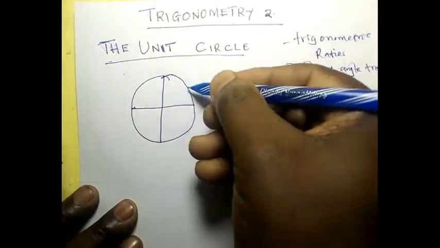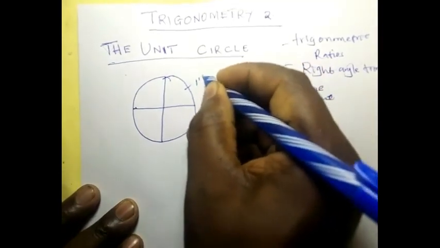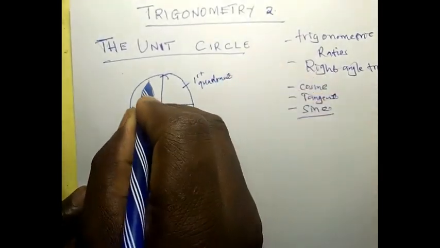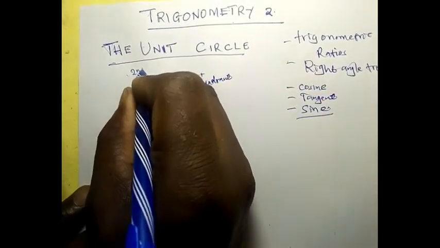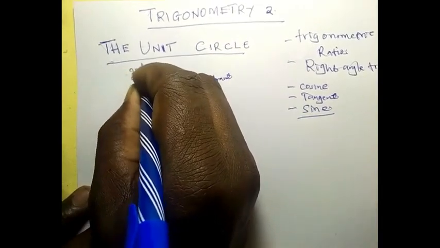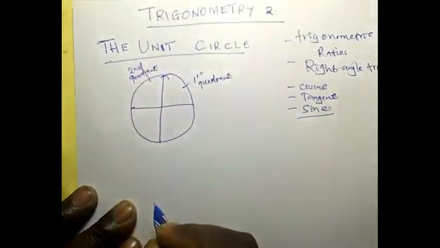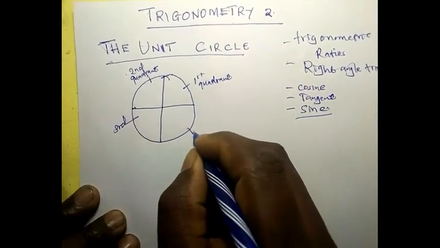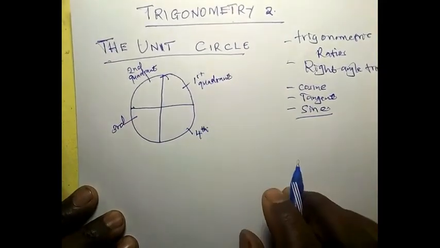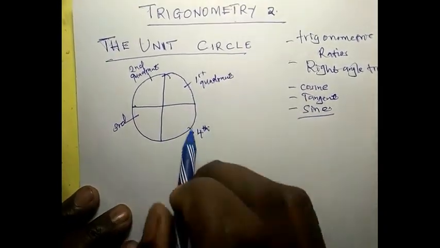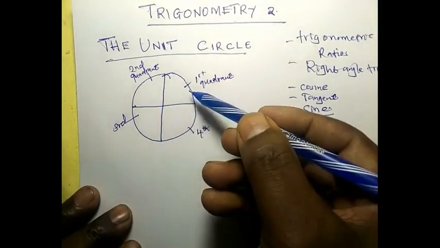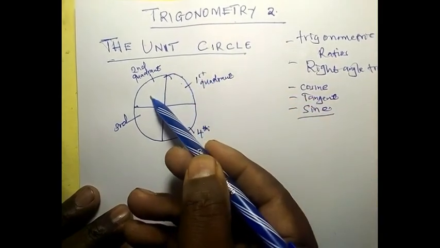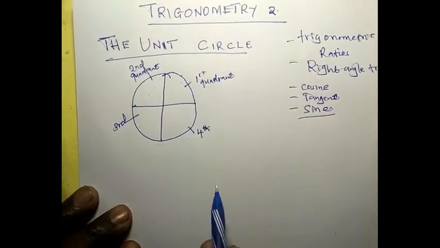So this one, we call it the first quadrant. This one, we call it the second quadrant. This one is the third quadrant, and this one is the fourth quadrant. So the unit circle is divided into 4 equal parts, whereby the first part here is called the first quadrant, the second quadrant, the third, and the fourth.